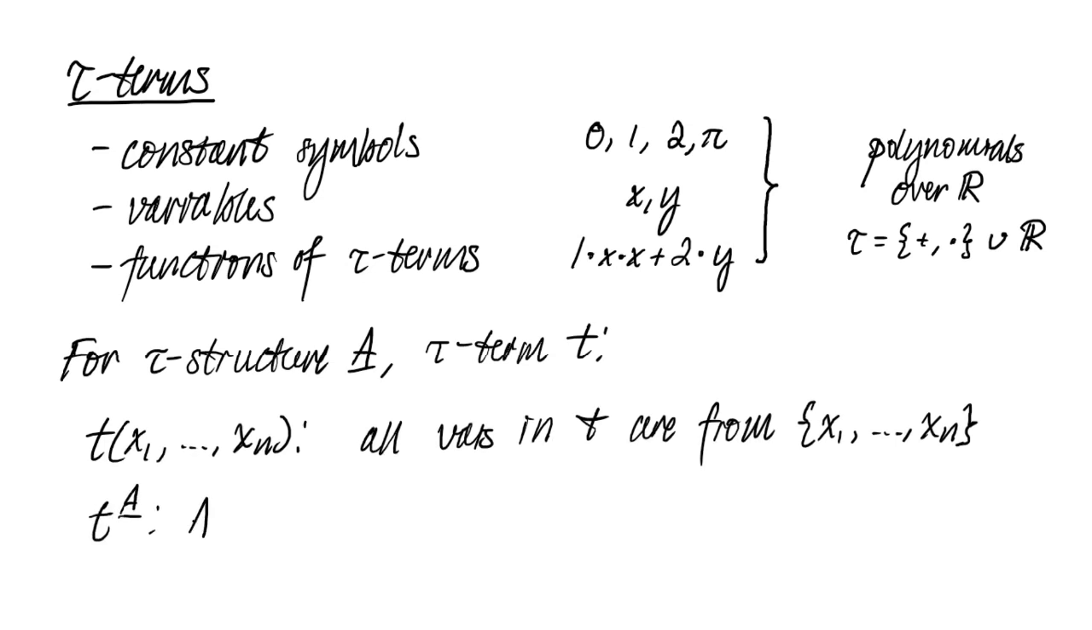In other words, we can see t as a function or operation evaluated over tau structure A with n arguments, which we denote T superscript A. We now define tau formulas. Conceptually, if tau terms are akin to words, then tau formulas are akin to sentences. Like tau terms, tau formulas are defined inductively.